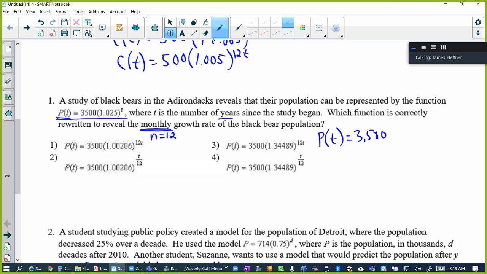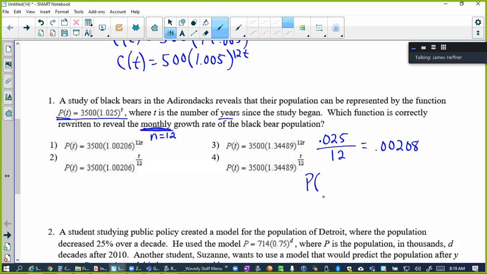Well, let me do it this way. This will be simpler. Let's just take that annual rate and figure out what it should be. Let's take the 0.025 and do what to it? Divided by 12. And if you punch that in your calculator, you should get 0.00208. Right? Are you with me? So now I can just write the formula, right?